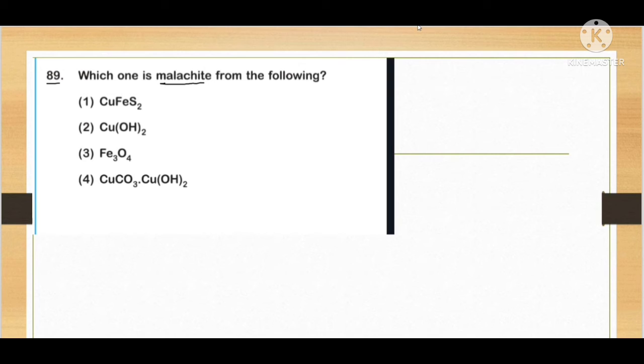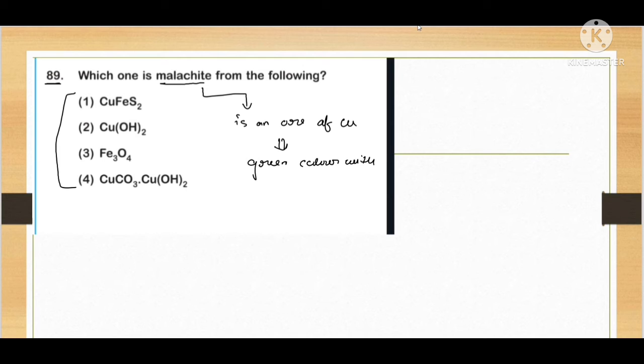Now let us discuss the 89th question. Which one is malachite from the following? Among the four options, we know that malachite is an ore of copper. Its color is green, with formula CuCO3·Cu(OH)2. So our answer 4 is our correct answer.